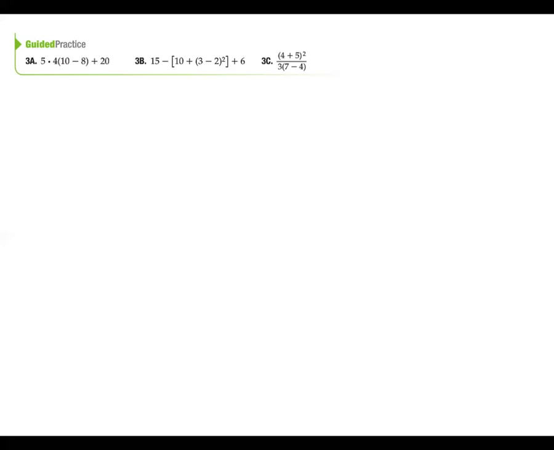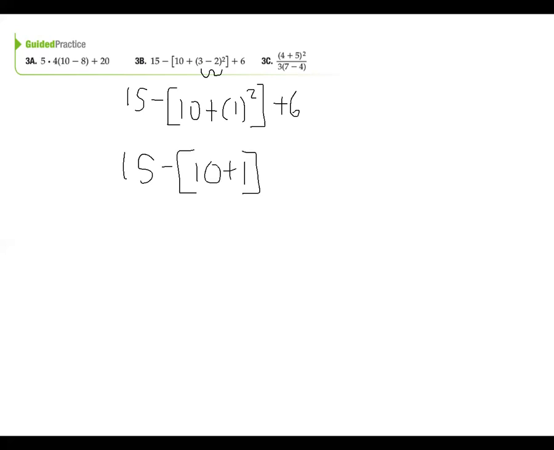All right, next one, you got to go inmost parentheses first. So it'd be 15 minus bracket 10 plus 1 squared bracket plus 6. Still inside the brackets, you got the 1 squared. Now it's not 2. Be careful. A lot of people will write 2, but remember, this 2 means multiply 2 factors of the base or 2 factors of 1 together. What's 1 times 1? Right, it's just 1. So 15 minus 10 plus 1 plus 6. So 15 minus, and the 10 plus 1 is 11.